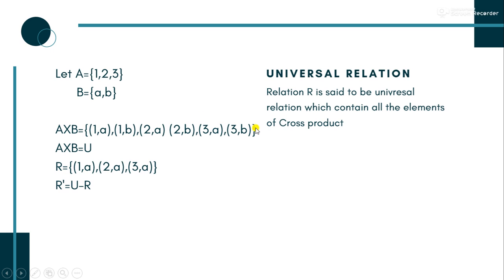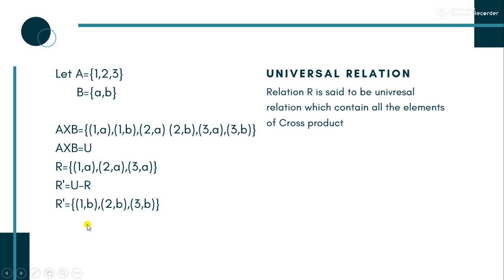This whole set is known as the universal set, and if you want to find the complement of this relation R, we need to subtract R from the universal set. So this is the complement of the relation. We need to remove 1A because 1A is already in the relation, so we don't need to include it in R complement.